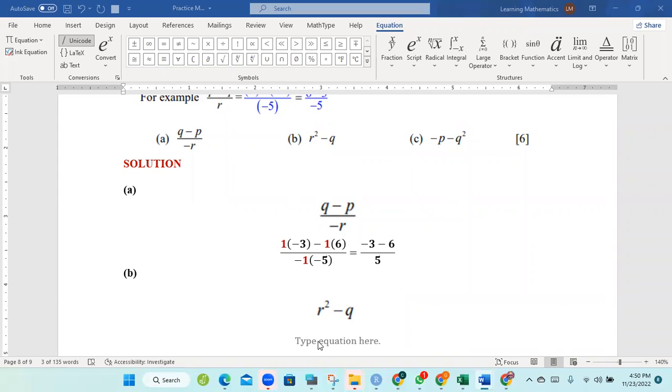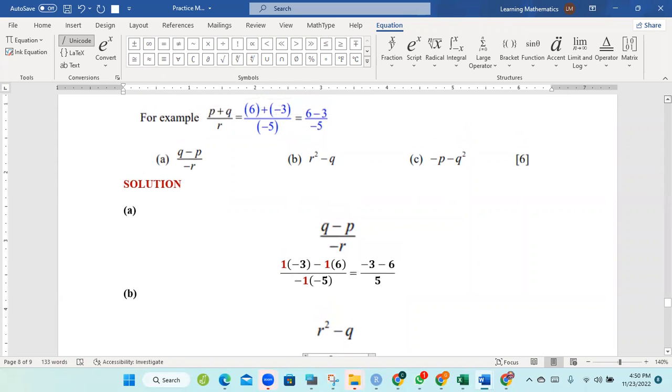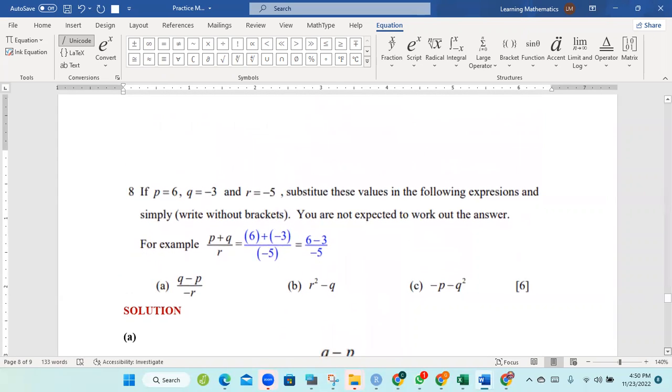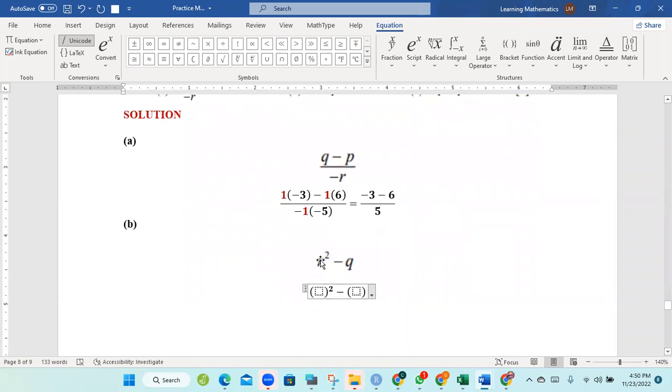So scenario B now says R squared. So R must be converted to a bracket, raised to the power of 2. Subtract Q, convert it to a bracket. Now we have to find what is the value of R and what is the value of Q. R is -5 and Q is -3. So R is -5, we put -5 there. Q is -3, we put -3 there. Now that's -5 squared. -5 squared is -5 times -5.